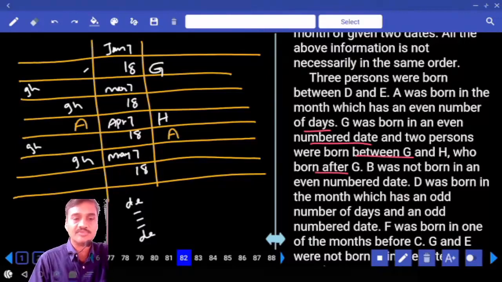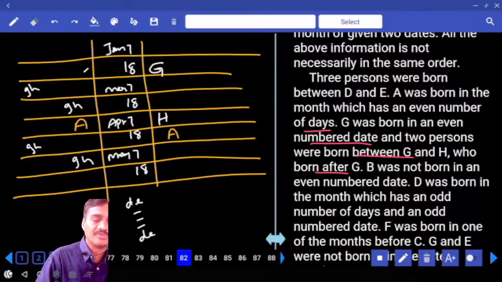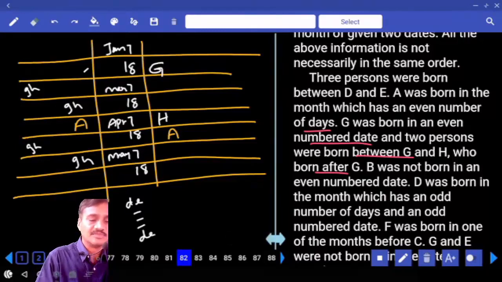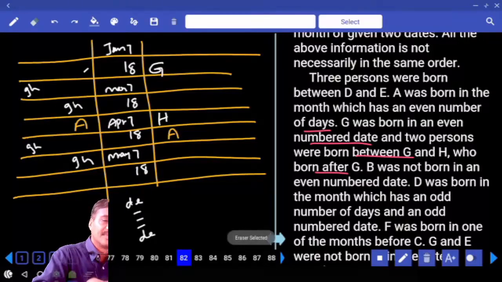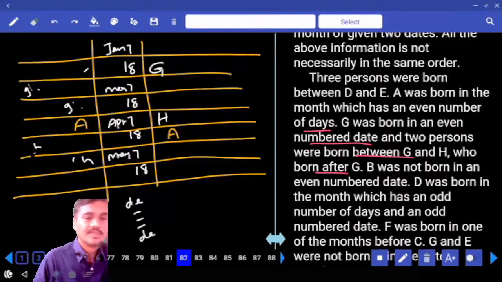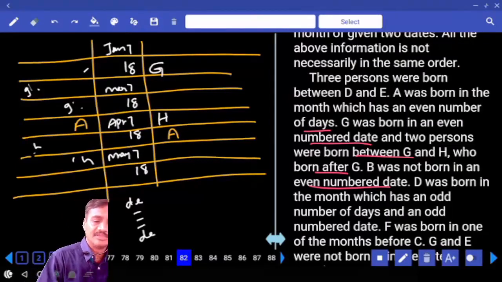H was born before G? No, H must be born after G. Now G is here, H is here. H born after G. And here also H born after G, G is here, H is at this point. H born after G. And B was not born on an even number date. Now B must be born on an odd number date. Now in this one B must be here.